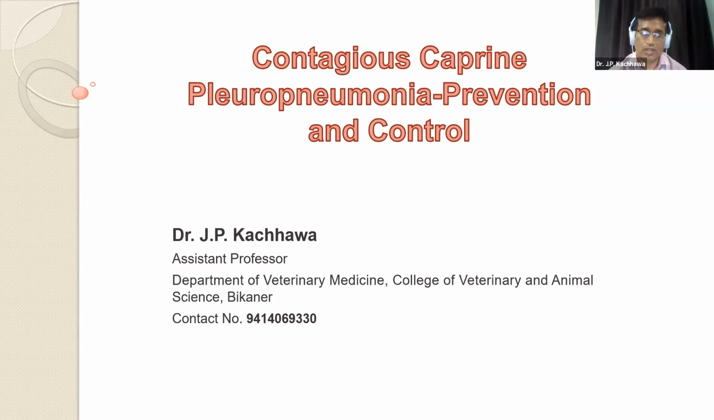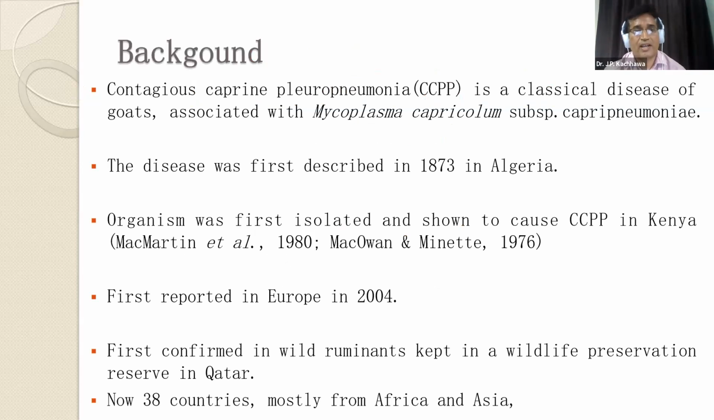First of all, we have to discuss its background. By understanding the background of this disease, we can understand the present situation of the disease. This is a highly infectious and contagious disease, particularly of goat. Less commonly, this disease also occurs in sheep and other wild ruminants. The disease is characterized by unilateral serofibrinous pleuropneumonia.